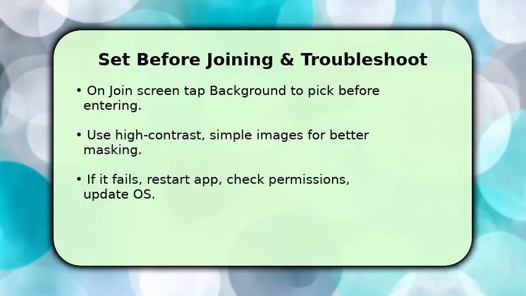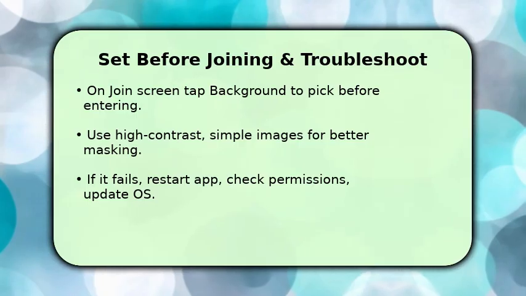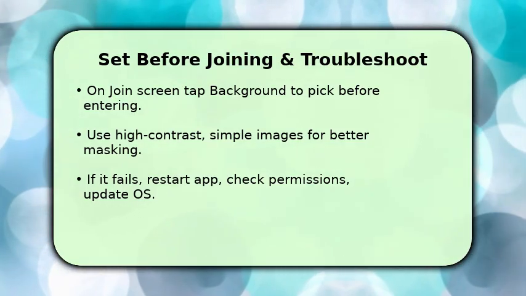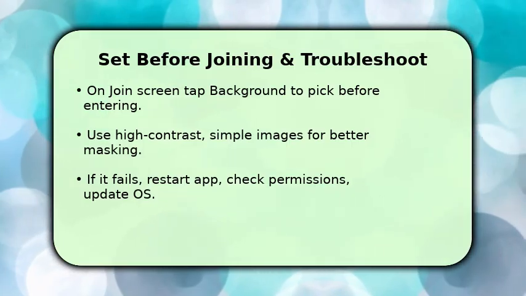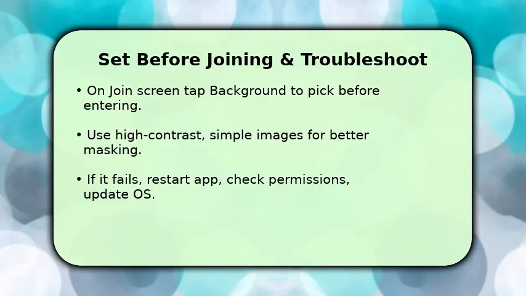If the background option doesn't work, make sure Teams has camera permission, restart the app, and confirm your phone's OS and Teams app are updated. As a final tip, switch to blur or a solid color if custom images still fail. This often succeeds when detection struggles.